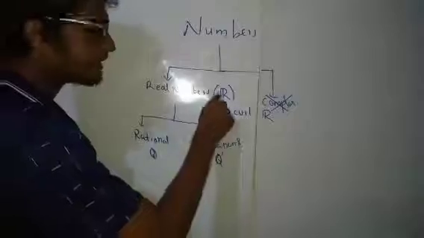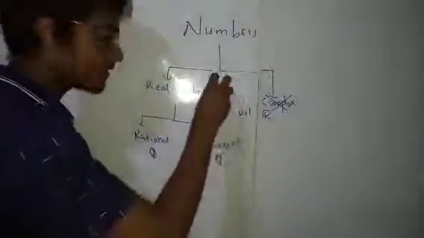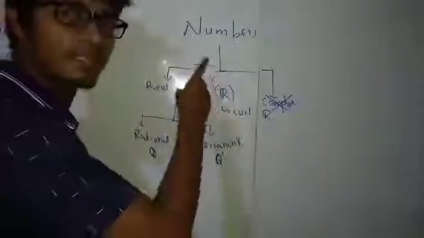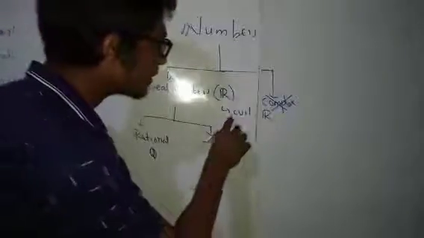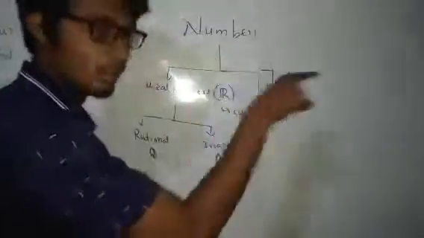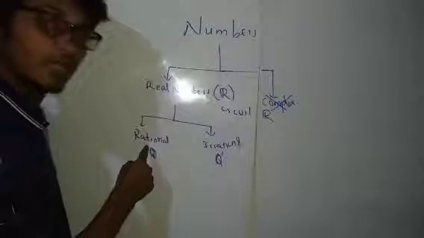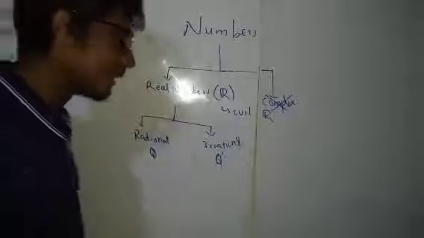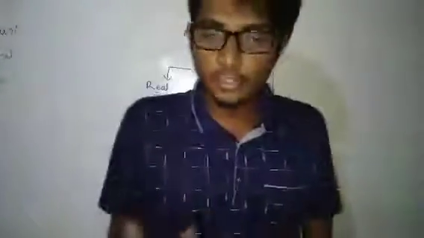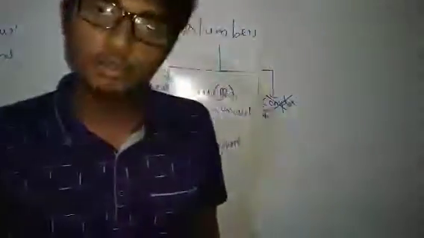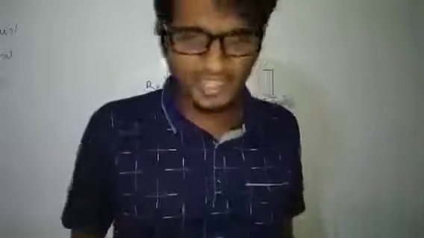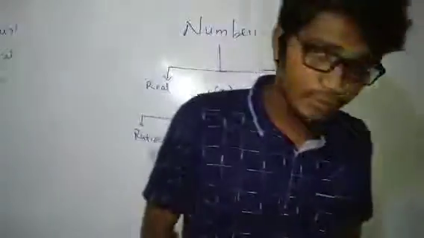Now you might wonder what this R is. This R is the symbol for real numbers, and it is called the curl R, C-U-R-L R. The rational numbers have the symbol curl Q, and the irrational numbers have the symbol curl Q complement. So my question is, what do real numbers, rational numbers and irrational numbers actually mean?